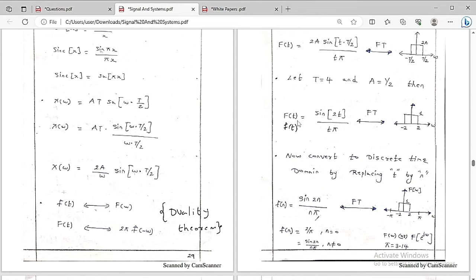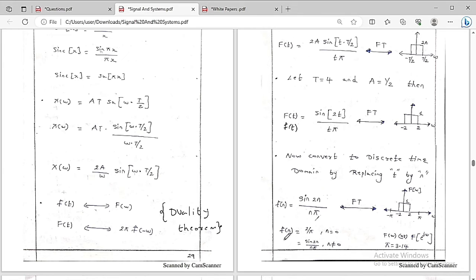So no need of anything extra. So f of n is equal to sine 2n by n pi as a Fourier transform, same as it is. From minus 2 to plus 2, its value is 1. So, you know, 2 is less than pi, right? So this is plus pi and this is minus pi, because pi is nothing but 3.14 and 2 is less than that, therefore this is going to lie within the plus pi to minus pi.